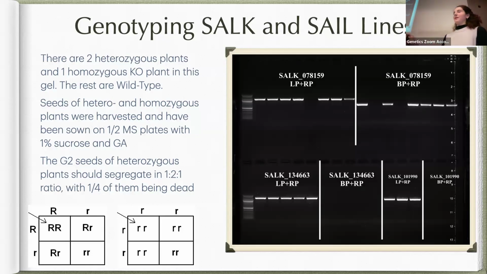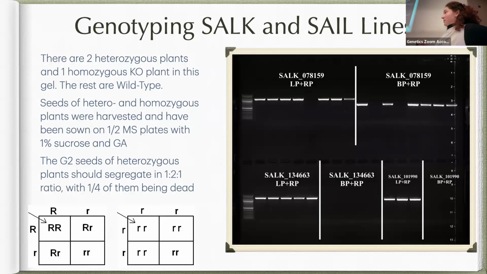So what is the next step with this? Now we know that we have a couple of plants up here that are heterozygous and one that's maybe homozygous for the knockout for Raptor 1B. This one is the TOR knockout. So the seeds of these plants were harvested and they are currently plated on 1/2 MS plates with 1% sucrose and GA. The seeds of just the heterozygous ones were collected.